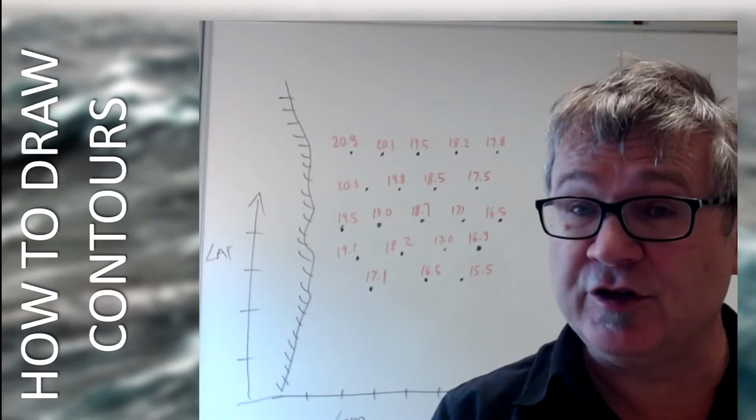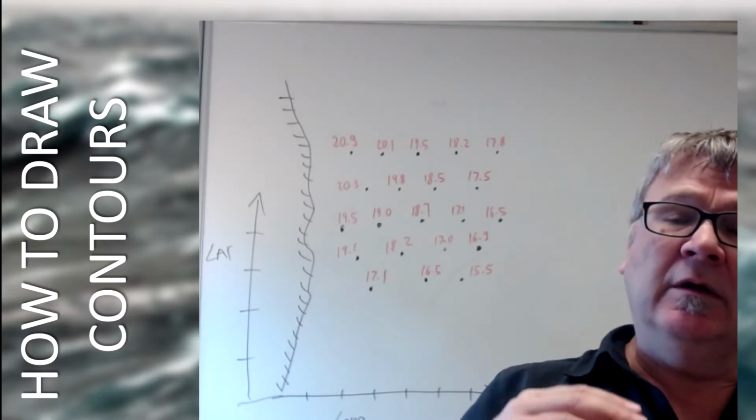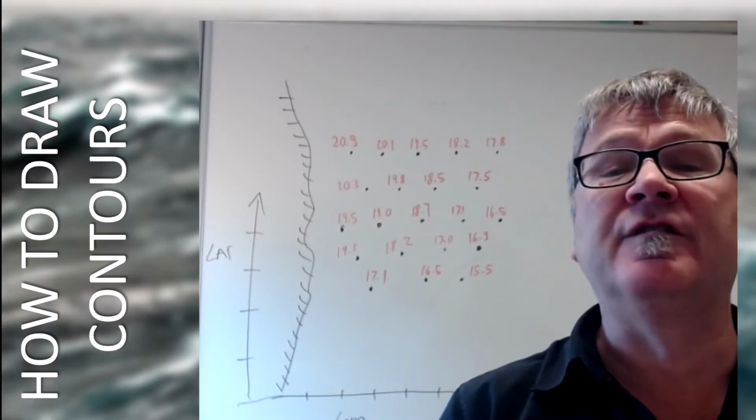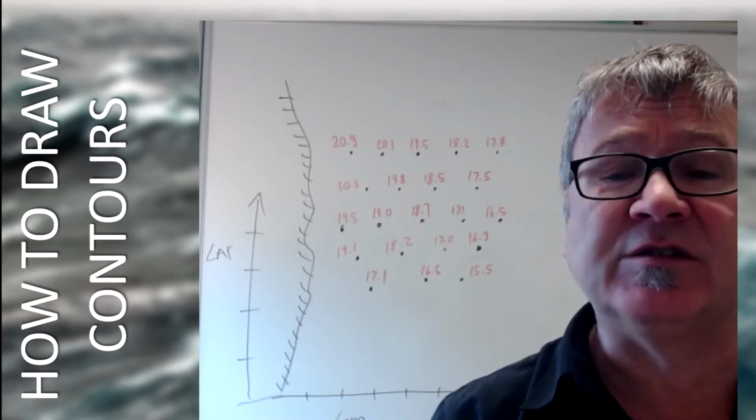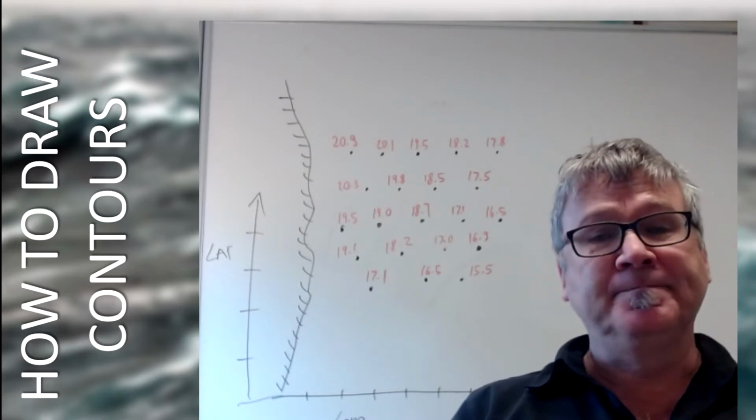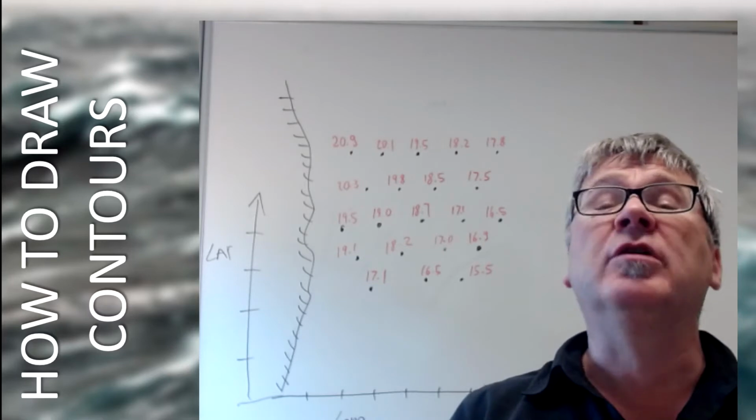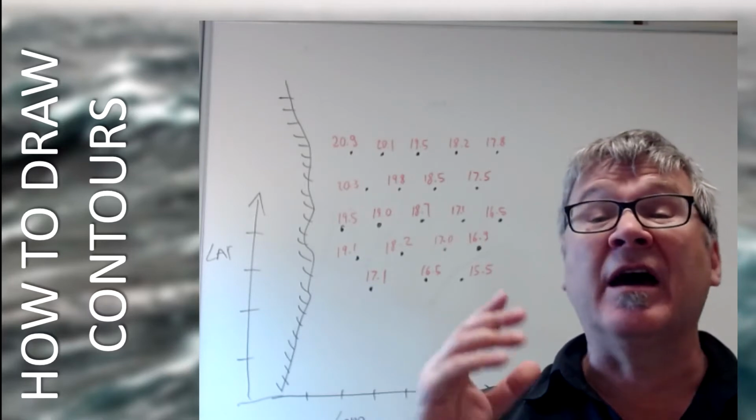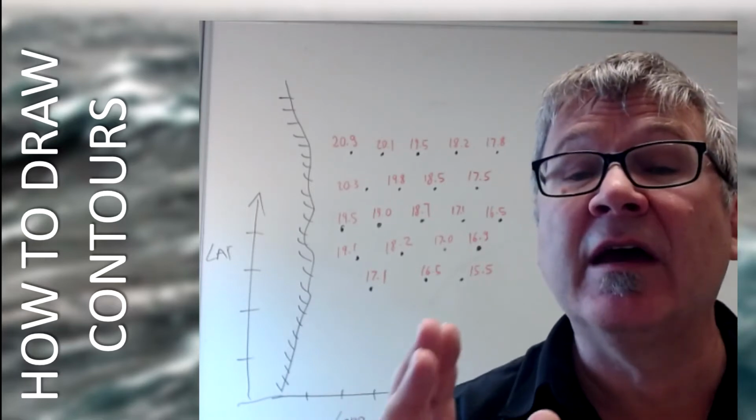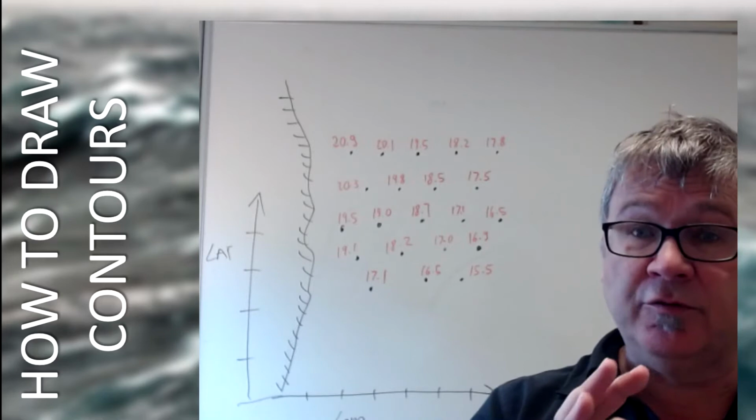Another important feature of contour lines is the contour interval. The contour interval is the difference between adjacent lines. What's the value difference between adjacent lines? You have to select that contour interval. You can't just draw arbitrary lines in this plot. You have to have a constant contour interval. Important rule.